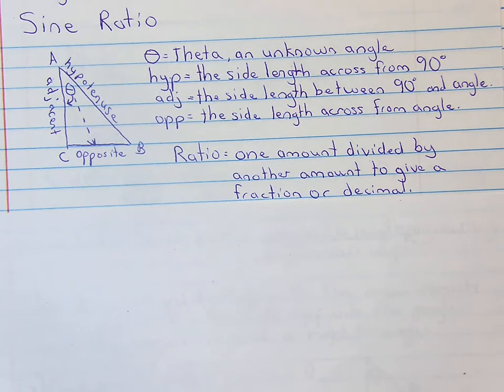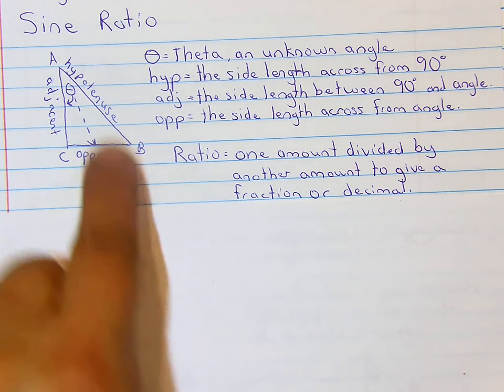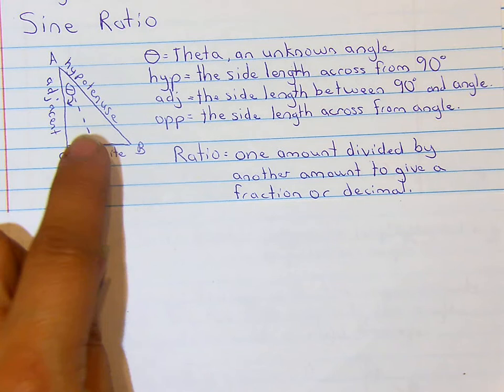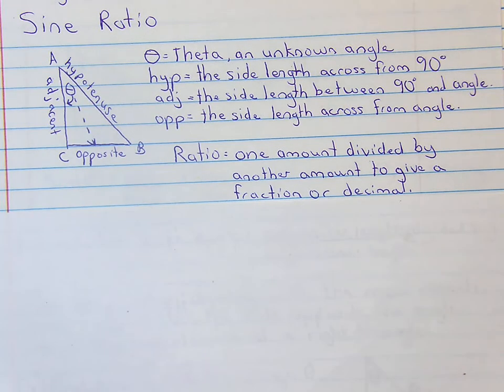Okay? And so when we talk about ratio, just remember ratio is just a division of two numbers. And those numbers are going to either be this length, that length, or possibly, depending on the situation, be working with our angle itself. So ratio is an amount divided by another amount to give either a fraction, 2 divided by 3 is a ratio, or the decimal, 0.25 might be an example too.